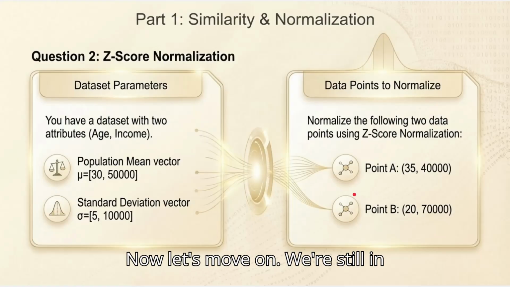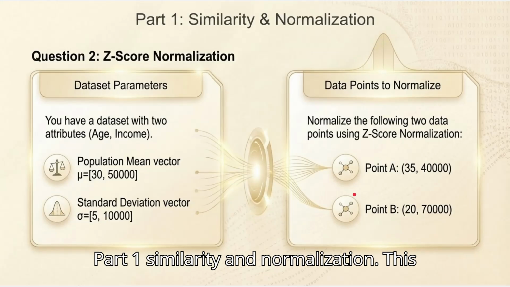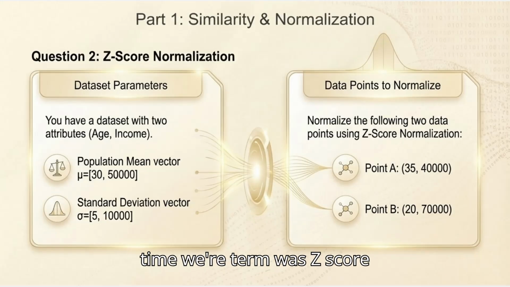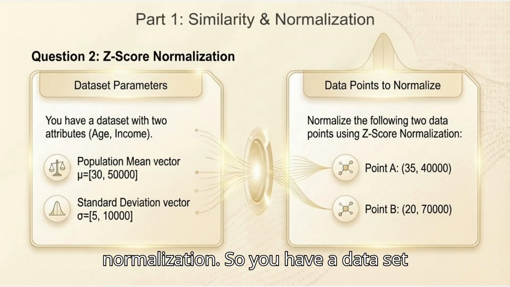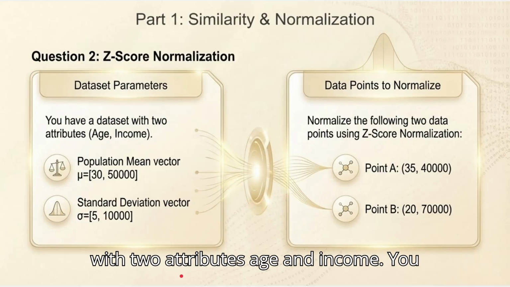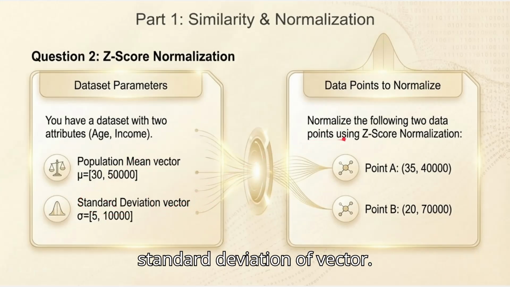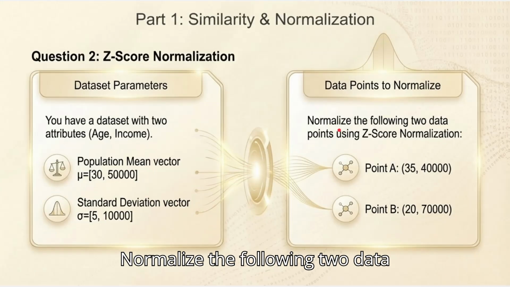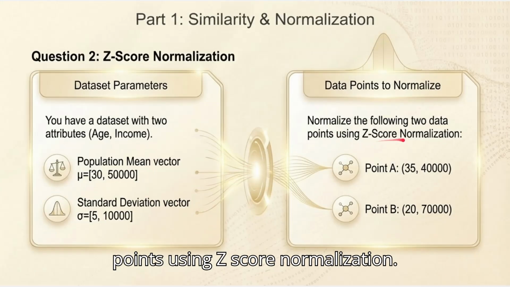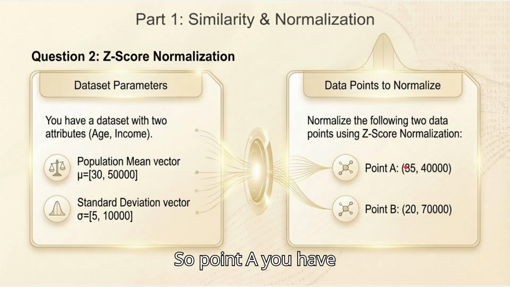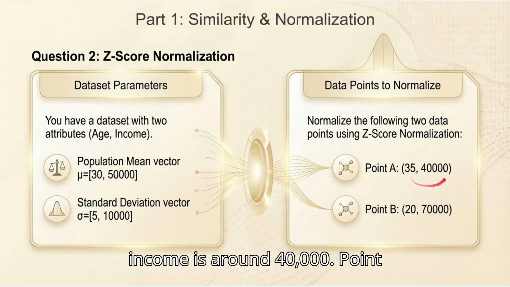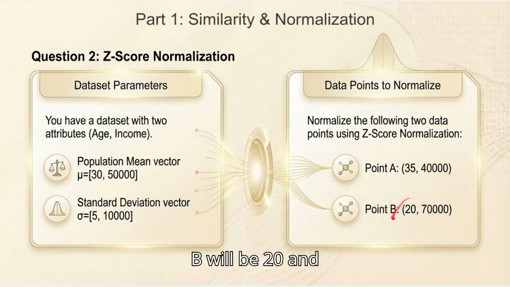Now let's move on. We're still on part one, similarity and normalization. This time we're talking about z-score normalization. You have a data set with two attributes, age and income. You've got the population mean vector and the standard deviation vector. Now normalize the following two data points using z-score normalization. For point A, the age is 35 and the income is around 40,000. Point B will be 20, and the income is 70,000.